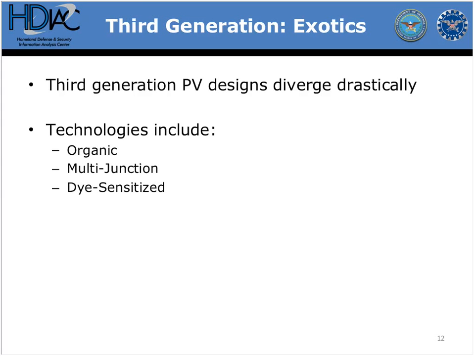Now, none of these third-gen technologies have any real market share. They're largely low technology readiness level. They're largely in the labs. But this is the fun stuff. If you go to a conference on solar, you'll see that most papers presented are on third-gen technologies. Most of the scientists are talking about the newest stuff in third-gen, because this is where the discovery really is. So as I said, organic, multi-junction, dye-sensitized are the big subcategories from my perspective, and I'll step through these different types.